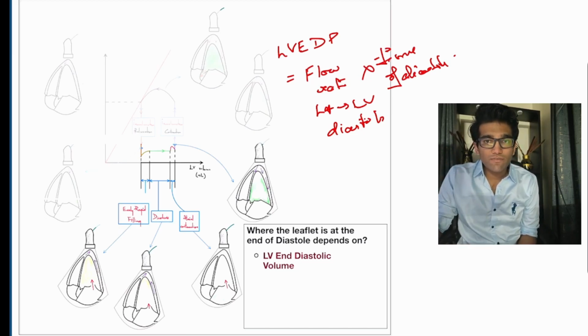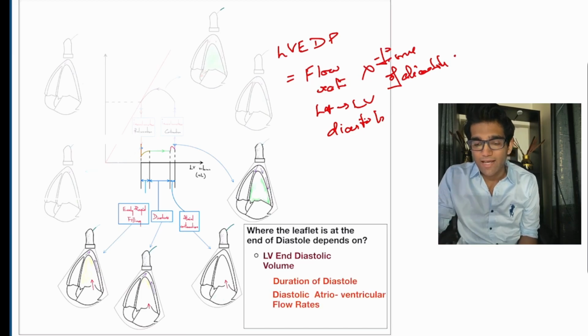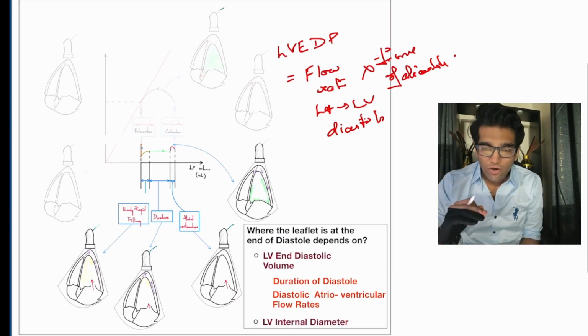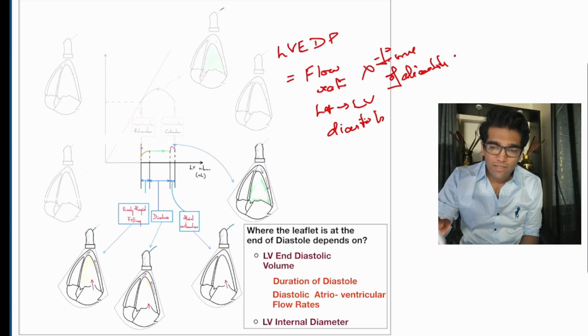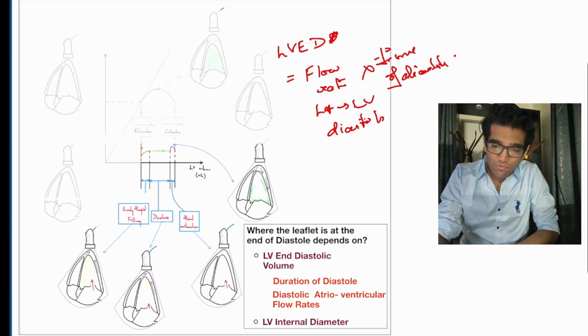Alternatively, if the duration of diastole is increased, the LV end diastolic volume would increase, and the reverse would also be true. Okay, so the two factors that determine this are the duration of diastole and the diastolic flow rates between the atrium and the ventricle. Okay, and lastly, see, even if a lot of blood is not going into the LV during diastole, sorry, this is volume, not pressure.